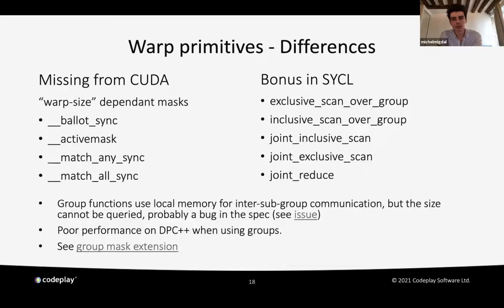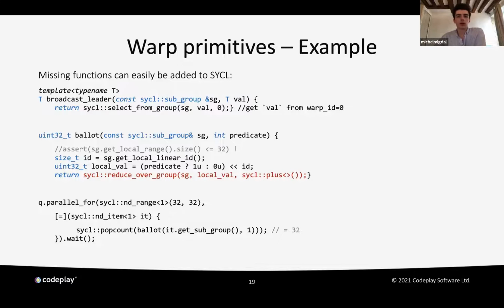There is an extension that I think was merged a few days ago in DPC++ that brings a group mask type, which does the bit counting for you. So that should work. You've also got new warp functions in SYCL, so I guess it's fine. Here is an implementation of how I had to re-implement some of these primitives that were missing in SYCL.